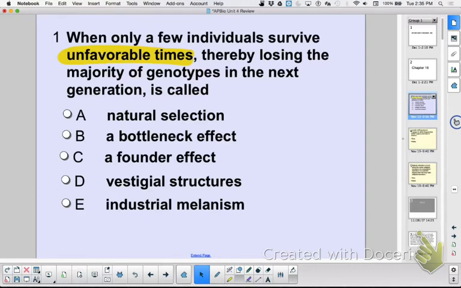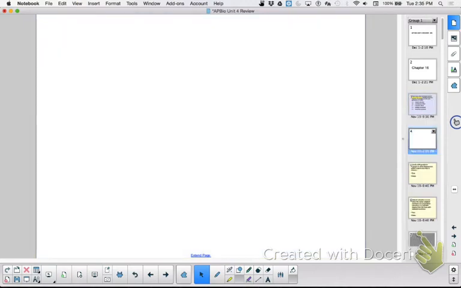Yeah, when you only have a few individuals surviving of unfavorable times. When you have unfavorable times, it's always a bottleneck. On that note, I want to talk about the big ticket items in chapter 16 that you're going to need to know. This also applies to your essay portion, though we'll focus more on those essays closer to the final. You definitely want to know the definition of evolution, and be able to differentiate between microevolution and macroevolution. What would you say microevolution is?